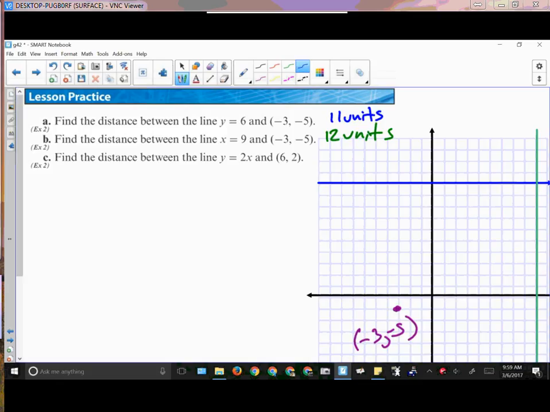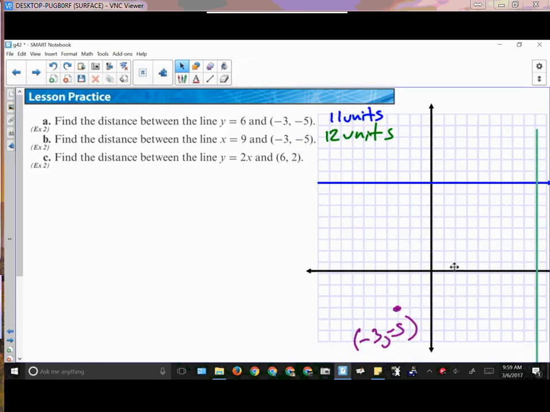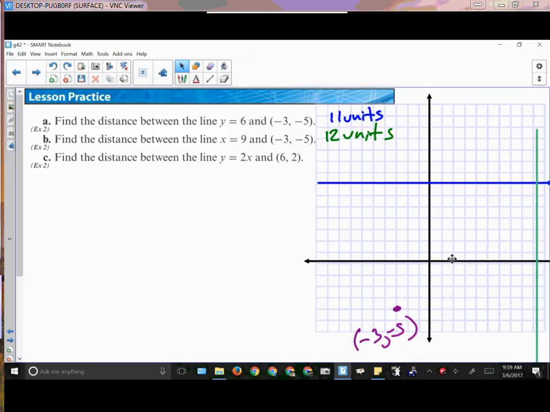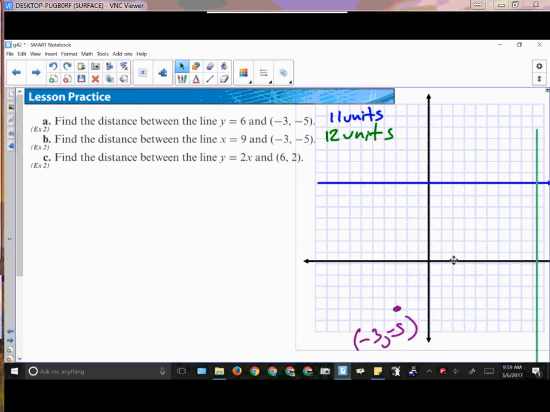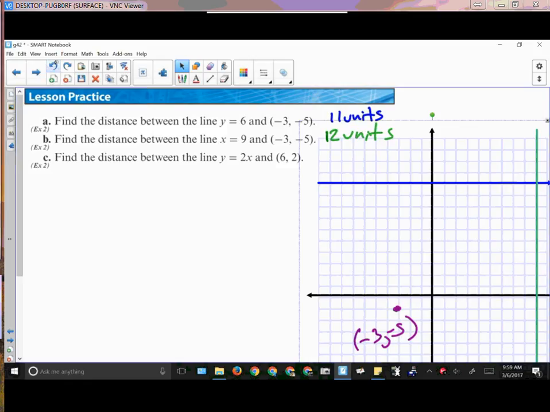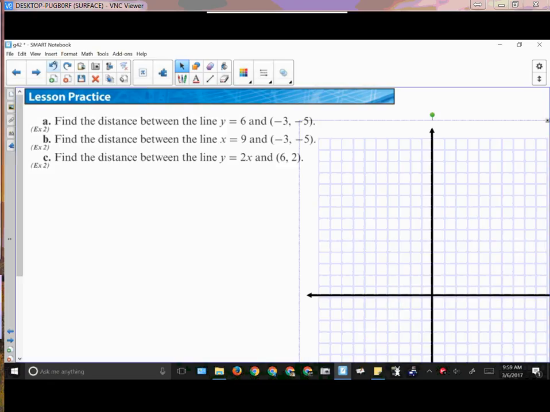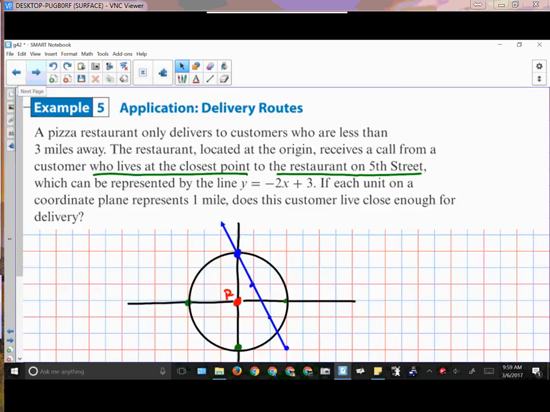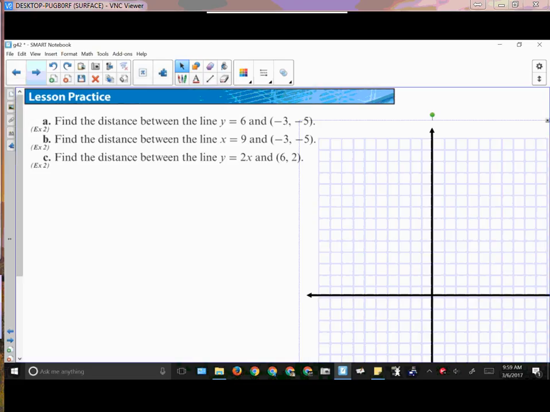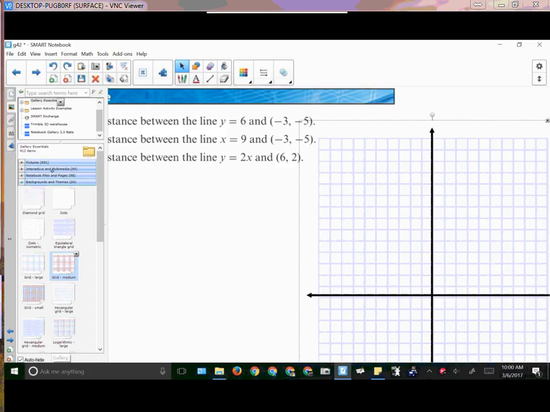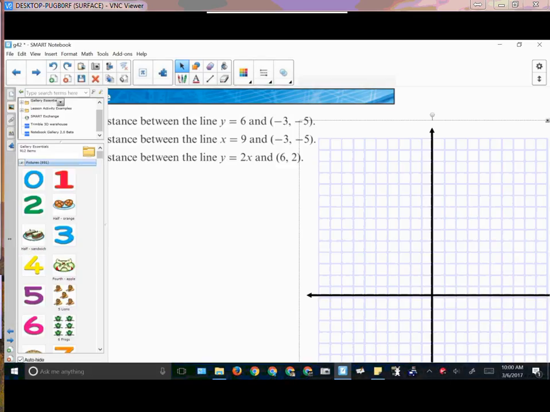Let's see, -3, 5. Evidently my grid did not end up where it's supposed to be. What's happened to my grid? I have no idea what happened. My grid is all shot. You ever have one of those days when that happens? Every day, I know.